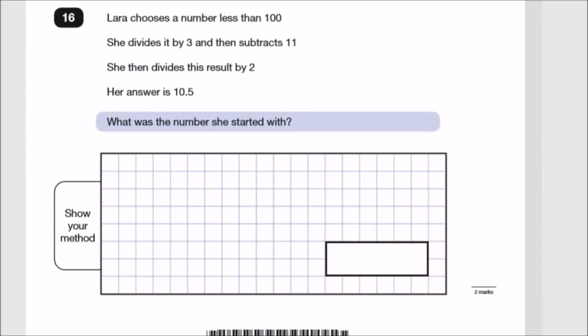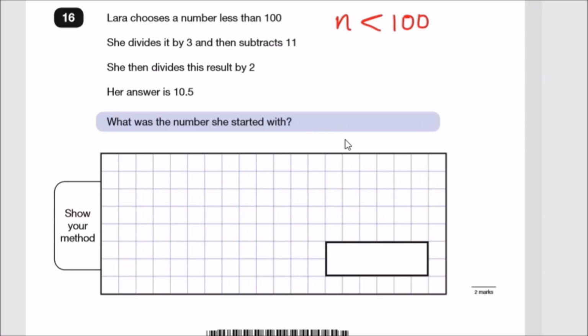Right, number 16. So, how do we do this one? Lara chooses a number less than 100. So let's just pick a number n and say this one is less than 100. She divides it by 3, then subtracts 11. She then divides the answer she gets by 2, and finally she ends up with 10.5. What was the number she started with?